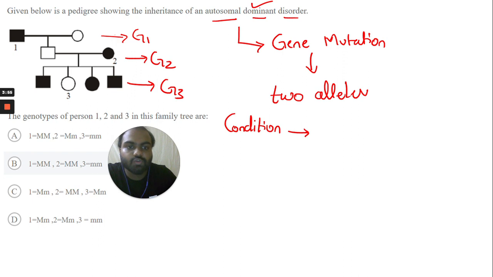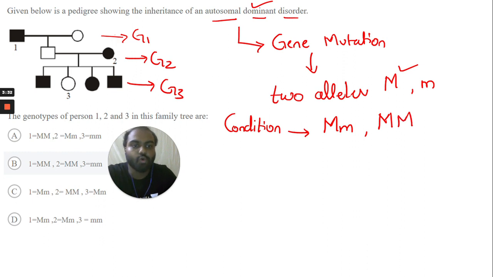In these two alleles, let's write the dominant allele as big M and the recessive allele as small m. So the condition is that it should have at least one dominant allele, that is big M small m, that is heterozygous dominant, and it can also be big M and big M. This is nothing but homozygous dominant condition.